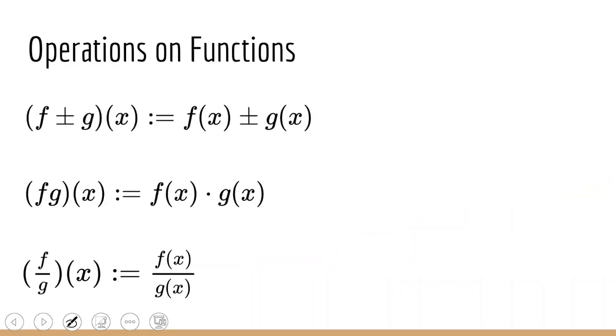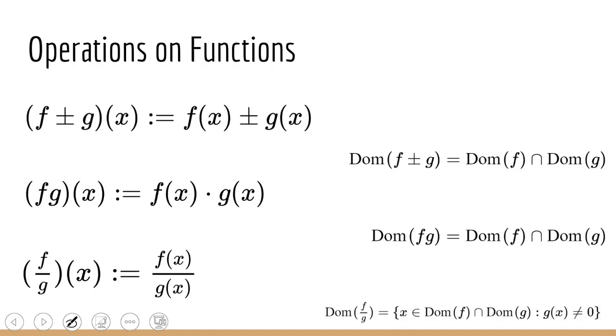As you may expect, we can perform mathematical operations, plus, minus, times, divide, to functions. So let's suppose f and g are functions. We use the following notation to express these operations. Note that the domain of these combined functions is the intersection of the domains of the individual functions. So for instance, the domain of f plus g would be the intersection of the domain of f and the domain of g.